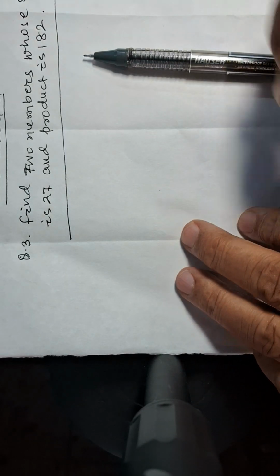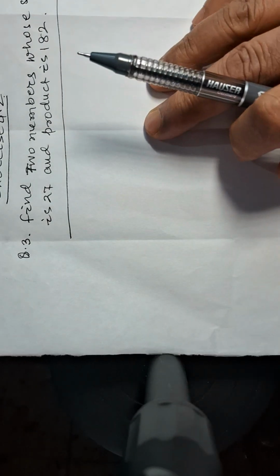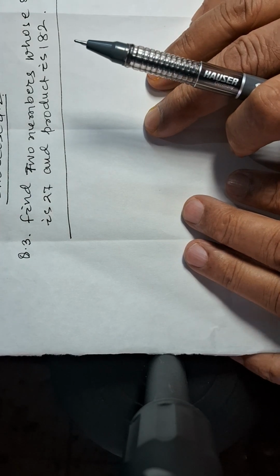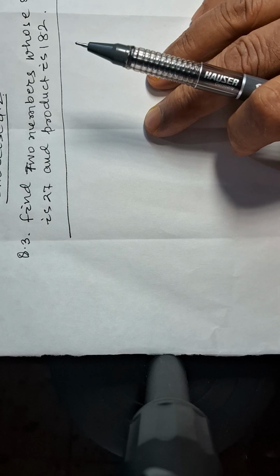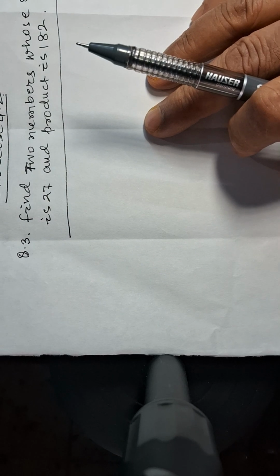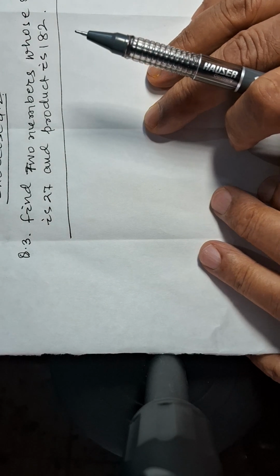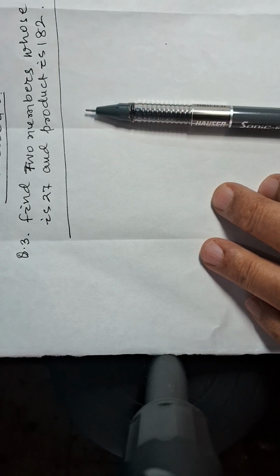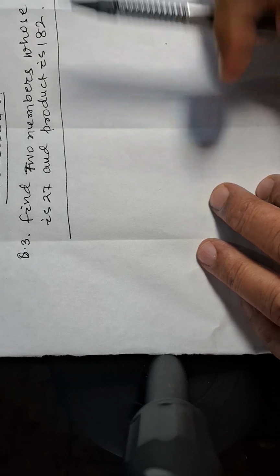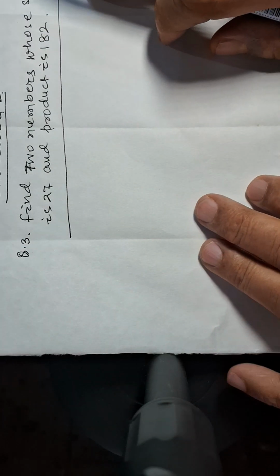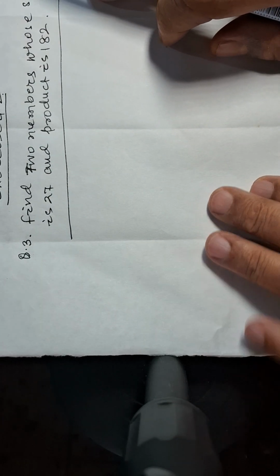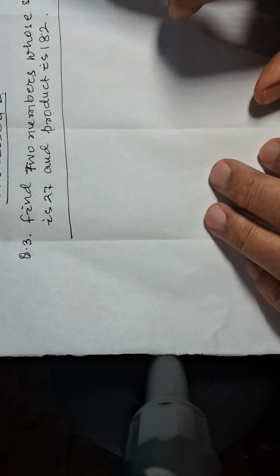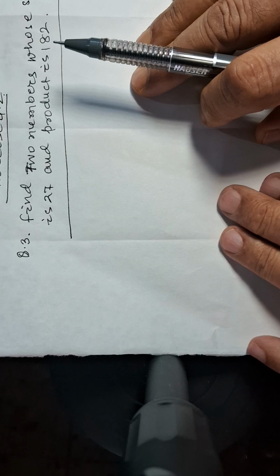We have discussed exercise 4.2, first question, in which we found the roots of the quadratic equation. Now we are proceeding towards question number 3, in which the questions are given in words, and we have to follow the statement as given.